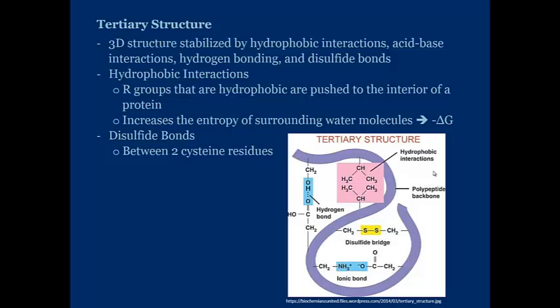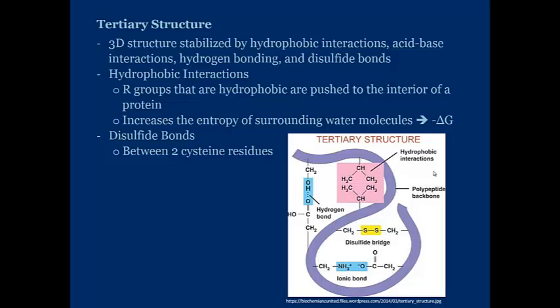Tertiary structure, on the other hand, is based on covalent interactions. They're 3D structures that are stabilized by hydrophobic interactions, acid-base interactions, hydrogen bonding, and disulfide bonds. Disulfide bonds being covalent. The hydrophobic interactions are when R groups that are hydrophobic are pushed to the interior of a protein. This will increase the entropy of the surrounding water molecules, thus decreasing the delta G. Disulfide bonds are between 2 cysteine residues. If you see cysteine residues, you should immediately be thinking about disulfide bonding.